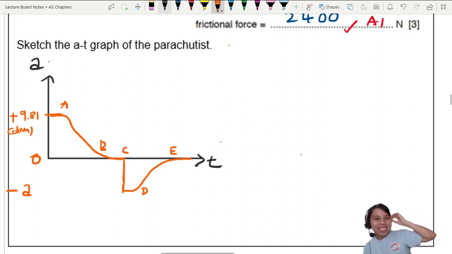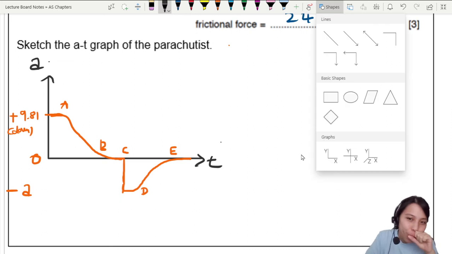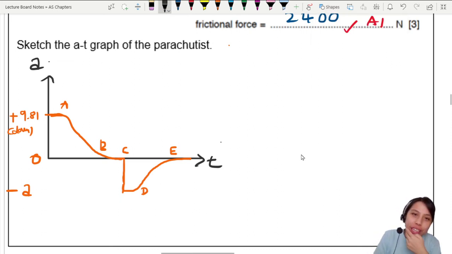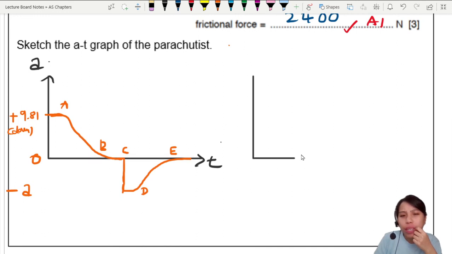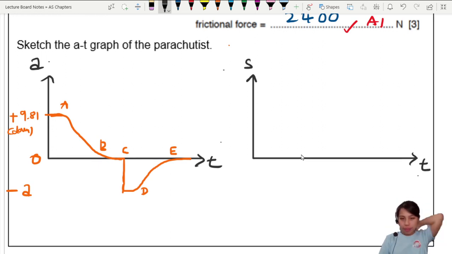For a challenge, you could try to think of what's a challenging graph to draw. How would a displacement time graph look like? Oh, this one is going to be challenging. So this will be displacement against time as you fall from some super high up place all the way to the ground. I mean, with a parachute, of course.